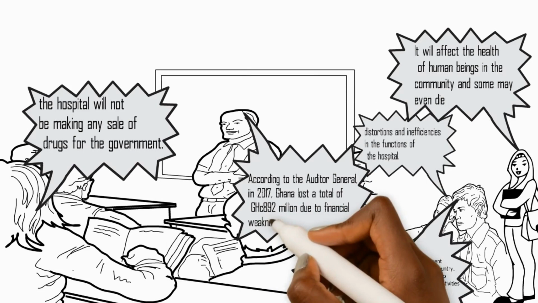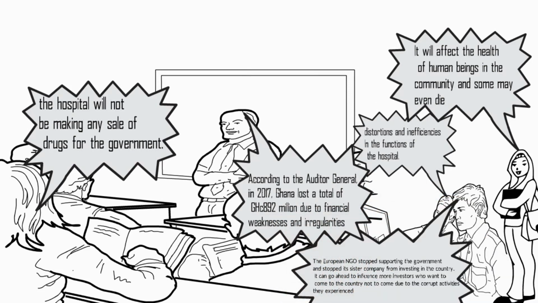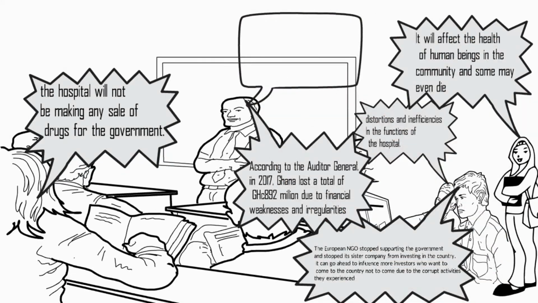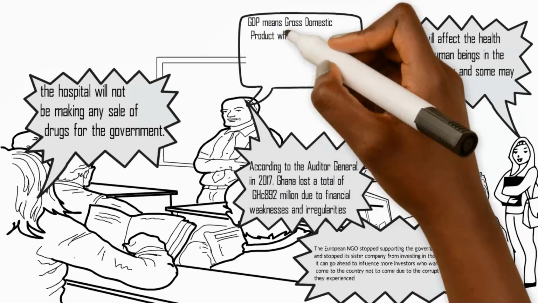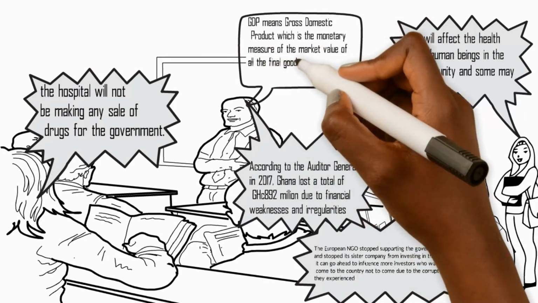I have a question for the class. Assuming this same behavior is to happen in the agriculture, mining, textiles, and other industries, what will become of the country's GDP? What is GDP? GDP means gross domestic product, which is the monetary measure of the market value of all the final goods and services of a country per a particular time.